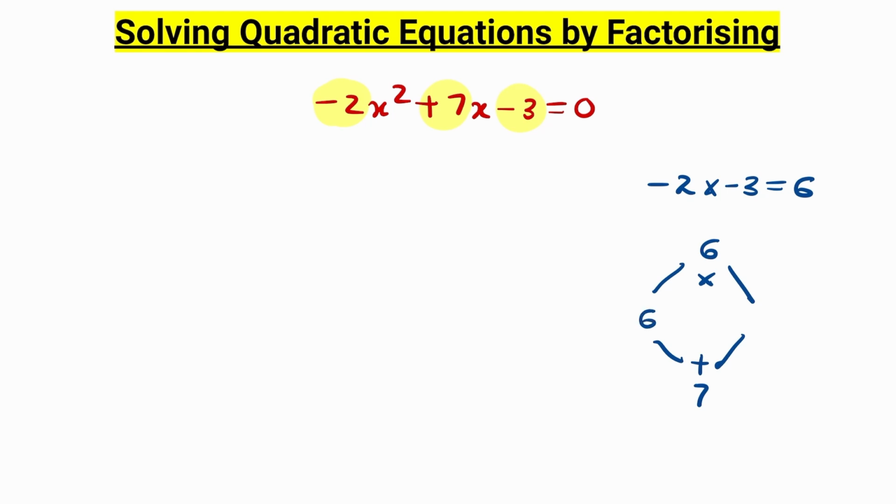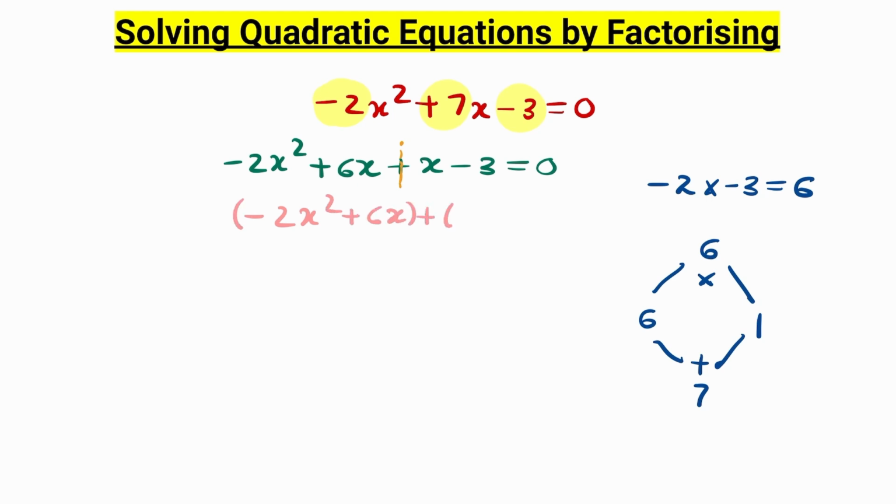It is 6 and 1. Well done. Now we can expand this equation. Minus 2x squared plus 6x plus x minus 3 equal to 0. After this, we can divide this equation into two parts as usual and then rewrite it as minus 2x squared plus 6x, plus x minus 3 equal to 0.